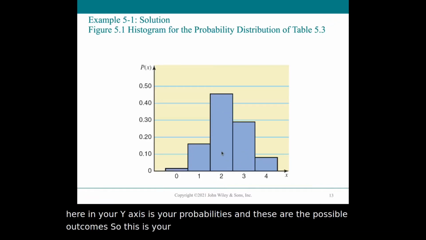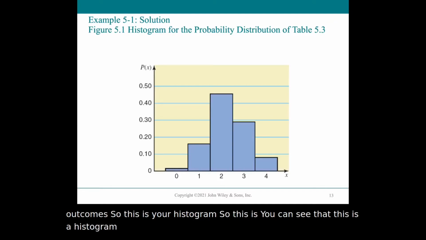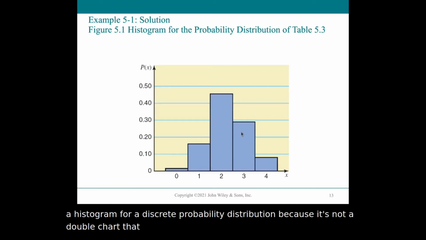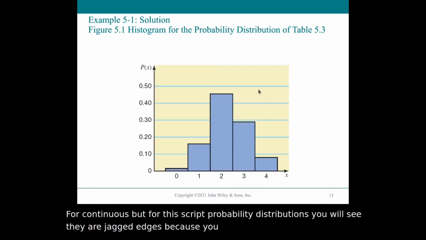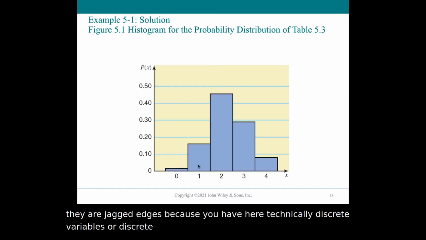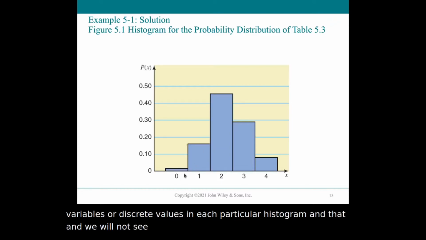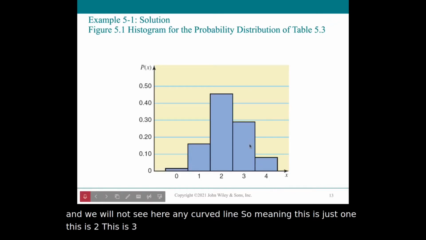So you can say that this is a histogram for a discrete probability distribution, because it's not the bell chart that you are used to seeing when we look at statistics. That is actually for continuous, but for discrete probability distributions, you will see there are jagged edges, because you have technically discrete values in each particular histogram, and we will not see here any curved line. So meaning this is just 1, this is 2, this is 3, and this is 4. So there is no 3.5, 3.25 here.